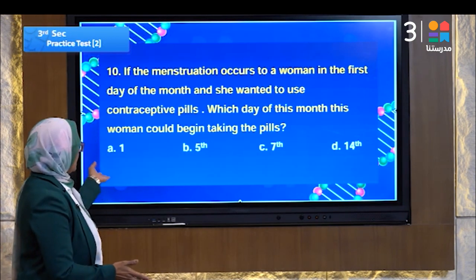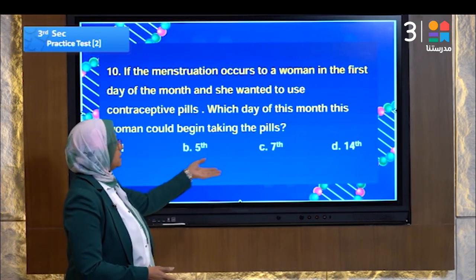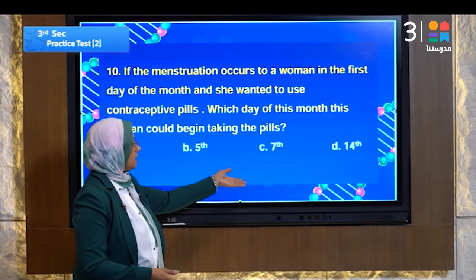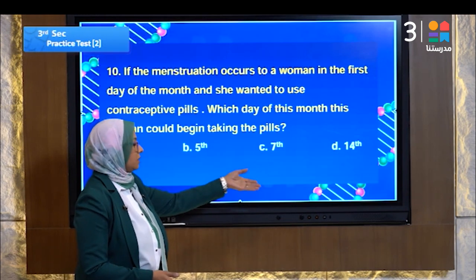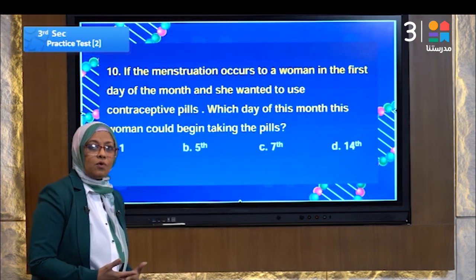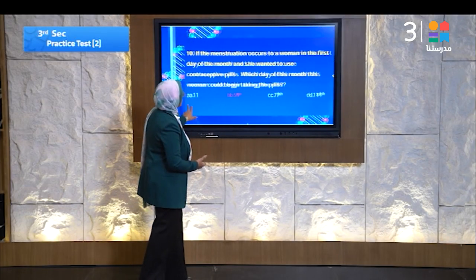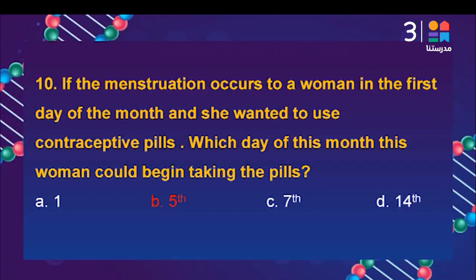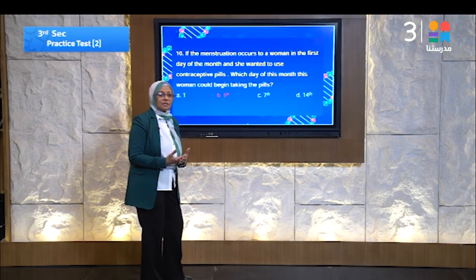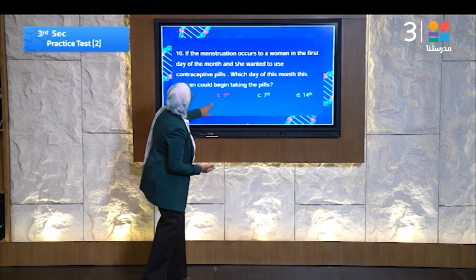The choices: A, 1st day, B, 5th day, C, 7th day, D, 14th day. Which day is suitable for the hormone pills? Let's go to the answer. It must be the 5th day. Starting to take the hormones on the 5th day will stop the ovulation. Okay, let's go.